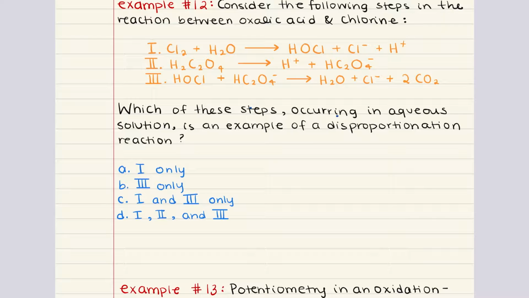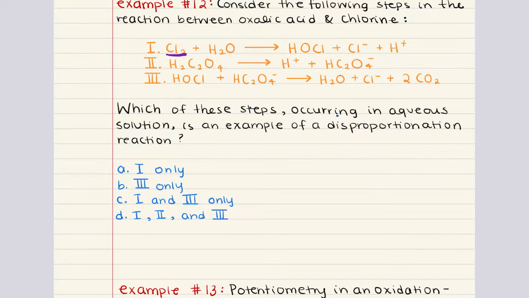Here we have chlorine, and chlorine is converted to both hypochlorous acid and chloride ions. Chlorine here has an oxidation state of 0. In hypochlorous acid, it has an oxidation state of +1. And in the chloride ion, it has an oxidation state of -1. So here, chlorine is both oxidized, going from 0 to +1, and reduced, going from 0 to -1. And this makes this reaction a disproportionation reaction.